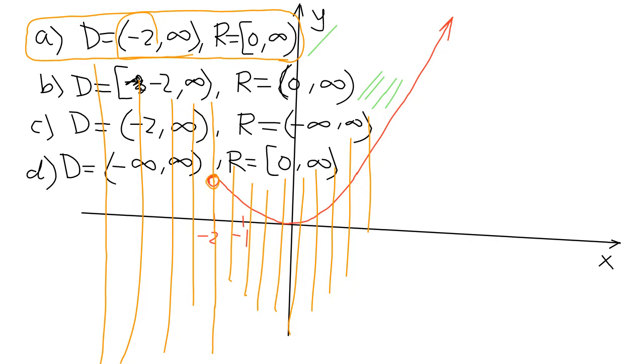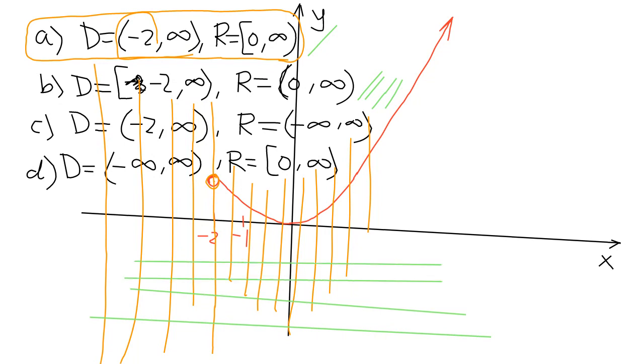Now what about the range? Take now the horizontal lines. You see, you do not intersect the function below the x-axis. The first horizontal line which will intersect the curve is the x-axis itself at y equals 0. This is the intersection point.